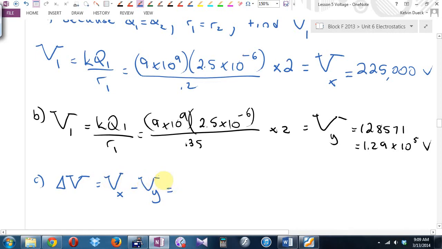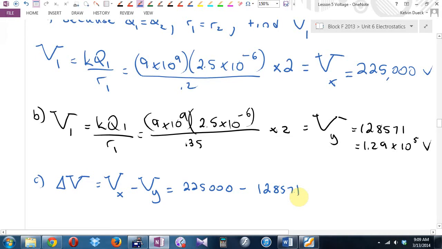Sorry, but that's what the key word there is, it's a change in. We've just found the voltage in A and B. So when you said find the voltage, I'm pretty sure I already did that. But the change in, oh, and that's going to be just like you think, 225,000, take away 128,571. Do I need to go tip to tail?